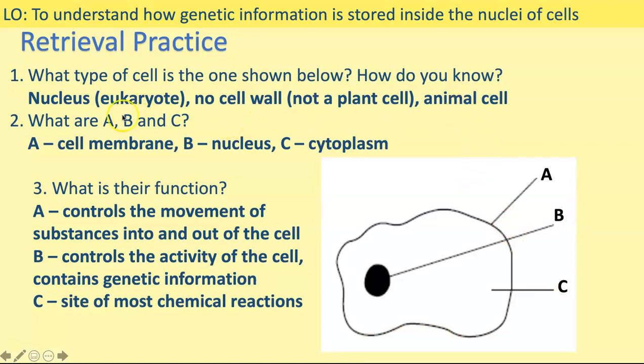Question 2 asks us to identify A, B, and C. We've got A as the cell membrane, B as the nucleus, and C as the cytoplasm. 3 asks us what the function of each of those organelles is. So we know that the cell membrane controls the movement of substances into and out of the cell. We know that the nucleus controls the activity of the cell and contains the genetic information. And we know that the cytoplasm is the site of most chemical reactions.